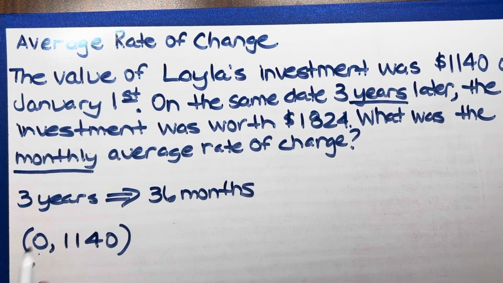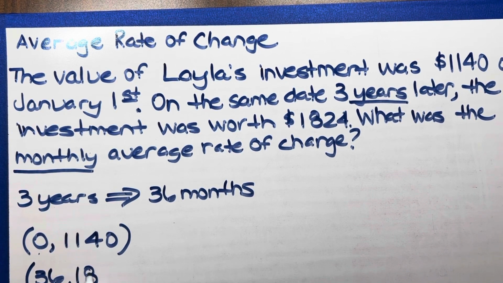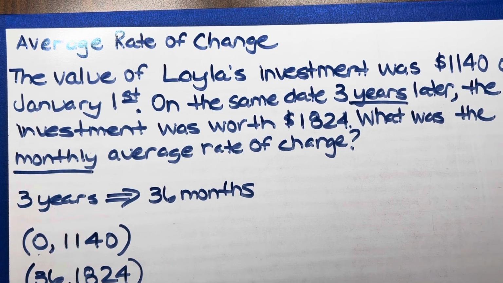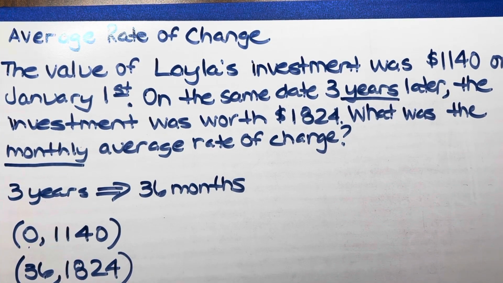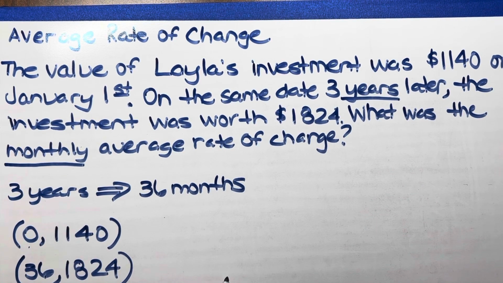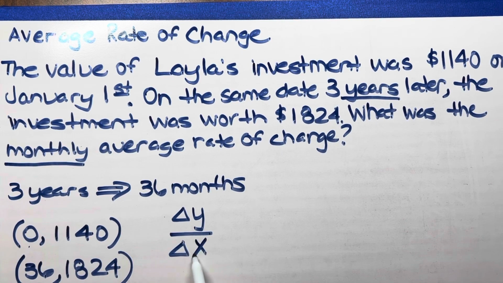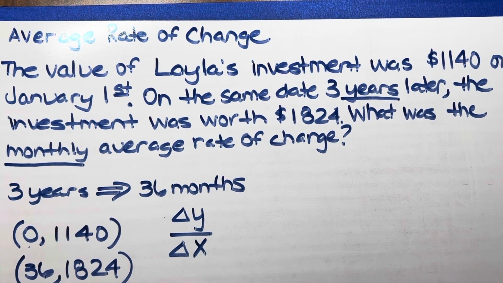The end point is 3 years later, which we now know has to be in terms of months. So my X value is going to be 36 months, and the value of the investment is $1,824. So to calculate the average rate of change, I'm going to use the slope formula that we all know from Algebra 1, which is the change in the Y values over the change in the X values.